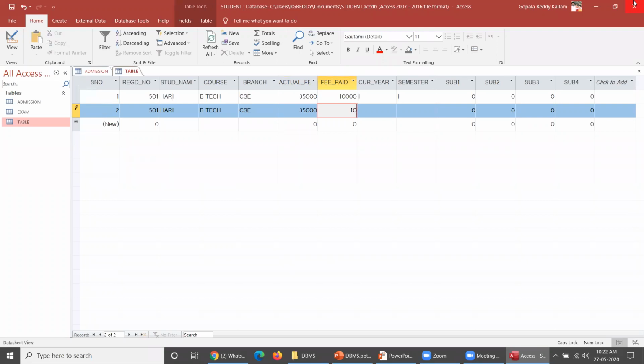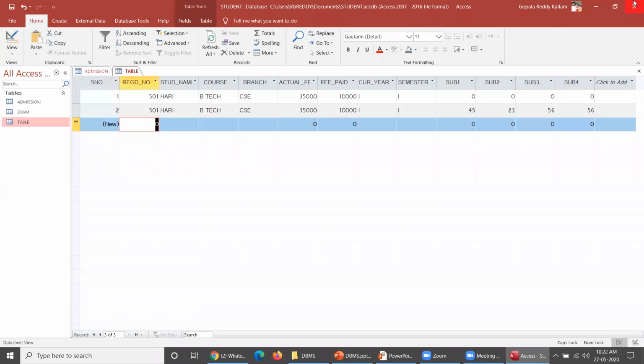Again, he was paid 10,000 rupees, first year, first semester. Now actual 45, and then 23, and then whatever, maybe 56 and 45. The first examination is over. Now he is able to write one more examination, same 501. Again you can see Hari, and then again BTech. Again, I have entered the same kind of data. Again, CSE. Again, 35,000.